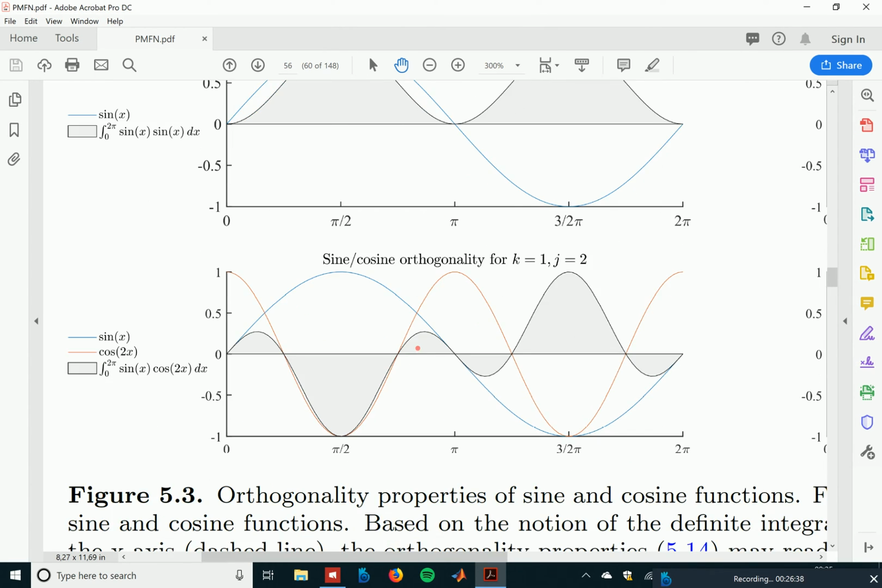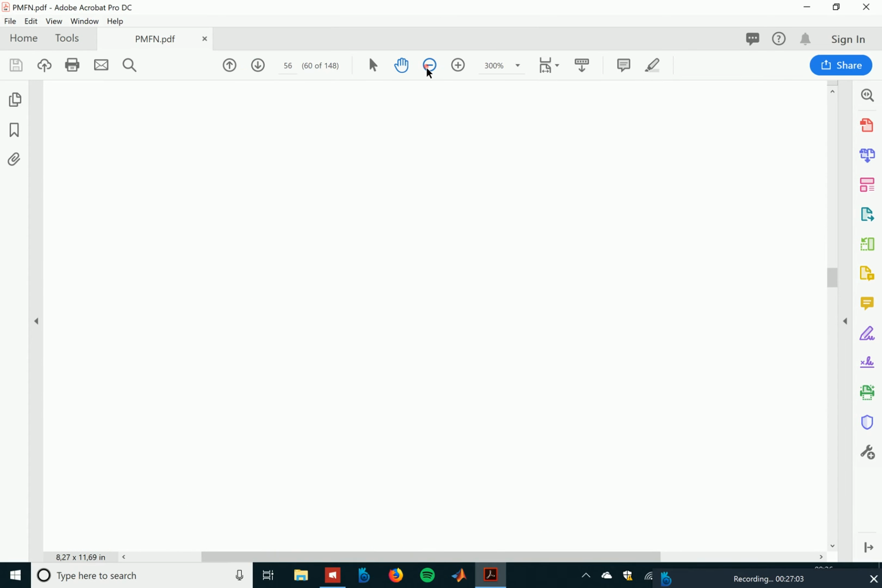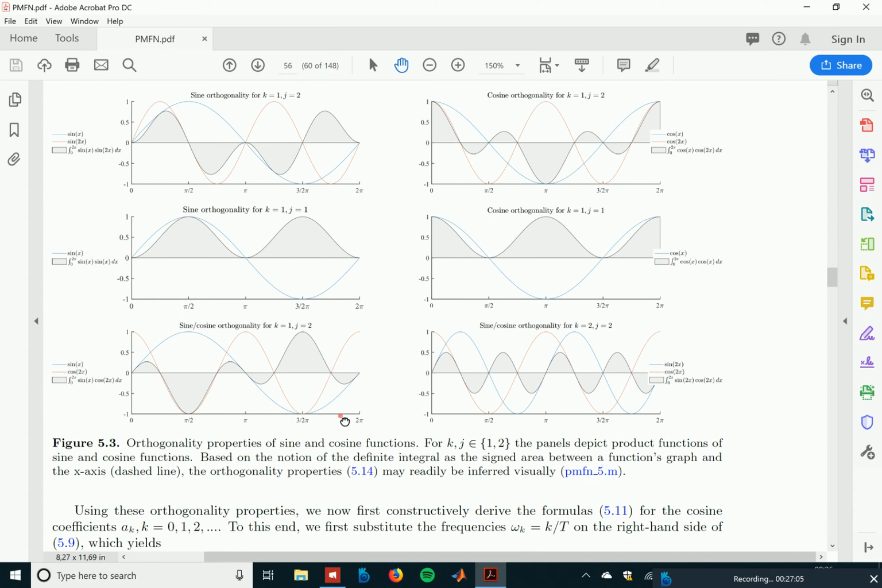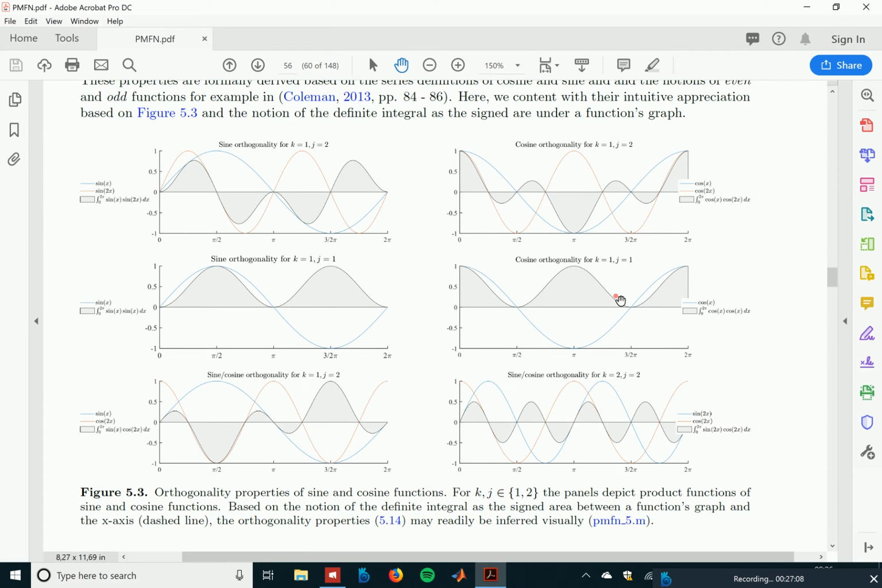And then finally, if you multiply a sine and a cosine of different frequency, then again, if you look at this function where the gray is, you can imagine that things cancel each other out. This is shown here, so this makes it visually plausible in a number of cases, also for cosine here, that these orthogonality properties hold. It's not a proof, but if you plot them, it looks like this could be true. Yeah?